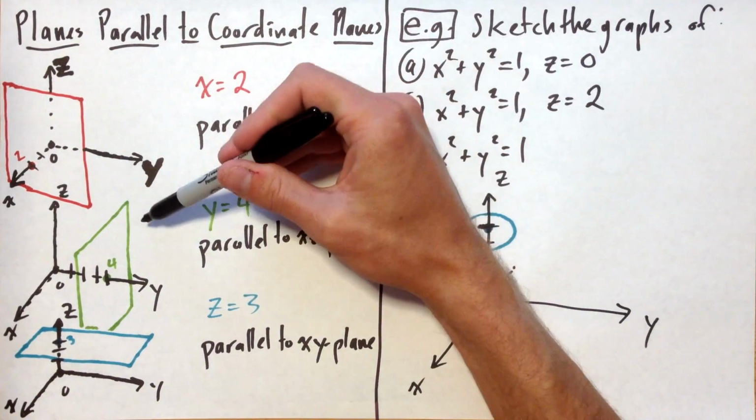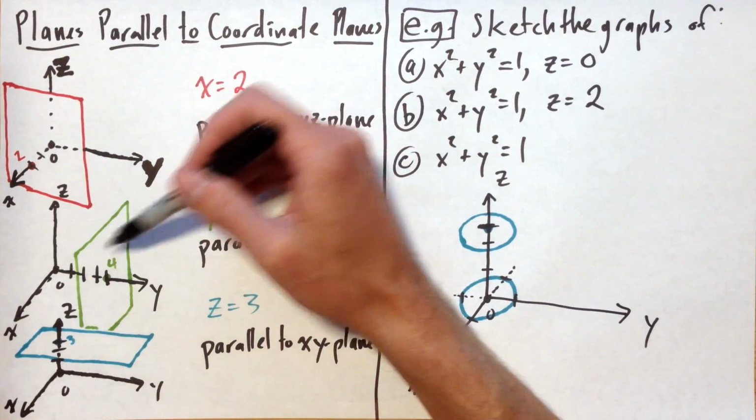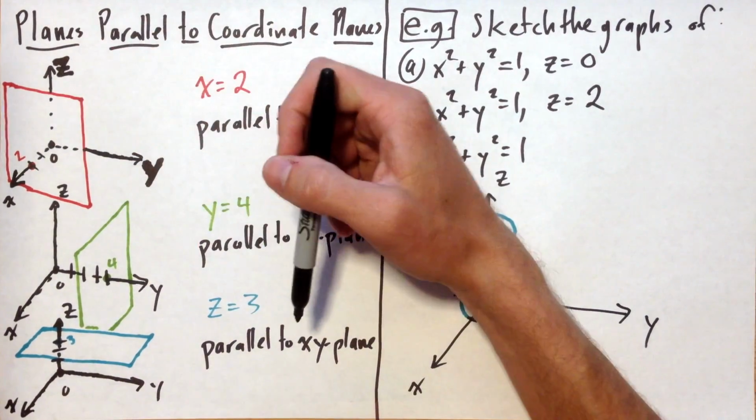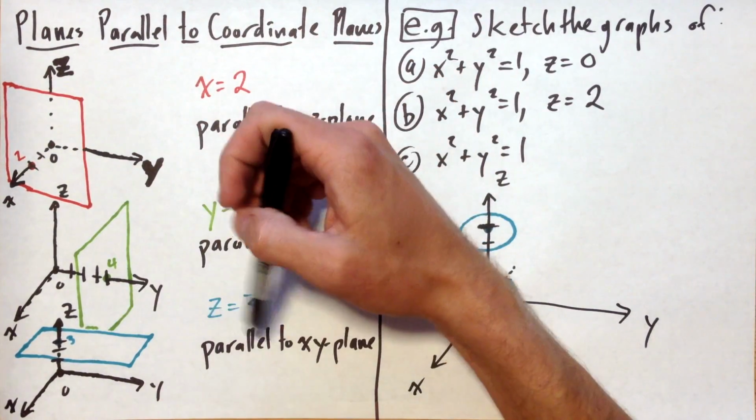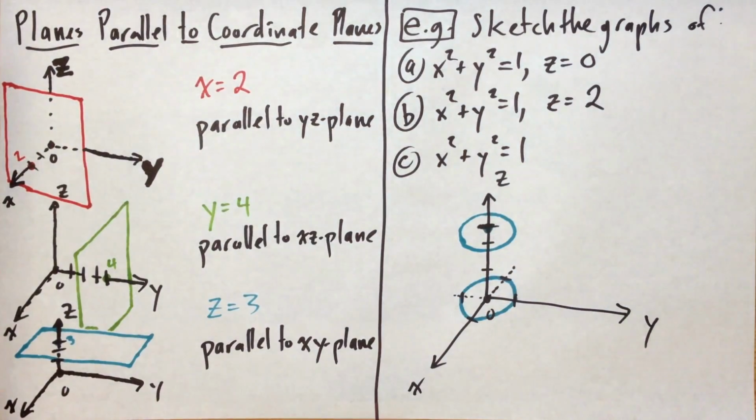Over here, I've drawn y equal to 4, which is parallel to the xz plane. It's this vertical plane right here. This is also a vertical plane. And then z equal to 3 gives us a horizontal plane that's parallel to the xy plane, looks like this. Great.